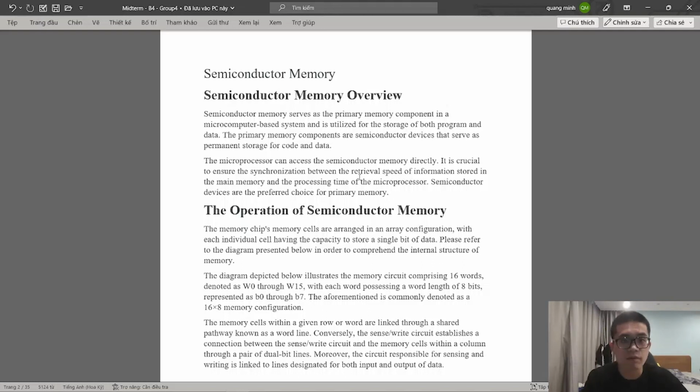The microprocessor can access the semiconductor memory directly. This is crucial to ensure the synchronization between the retrieval speed of information stored in the main memory and the processing time of the microprocessor. Semiconductor devices are the preferred choice for primary memory.